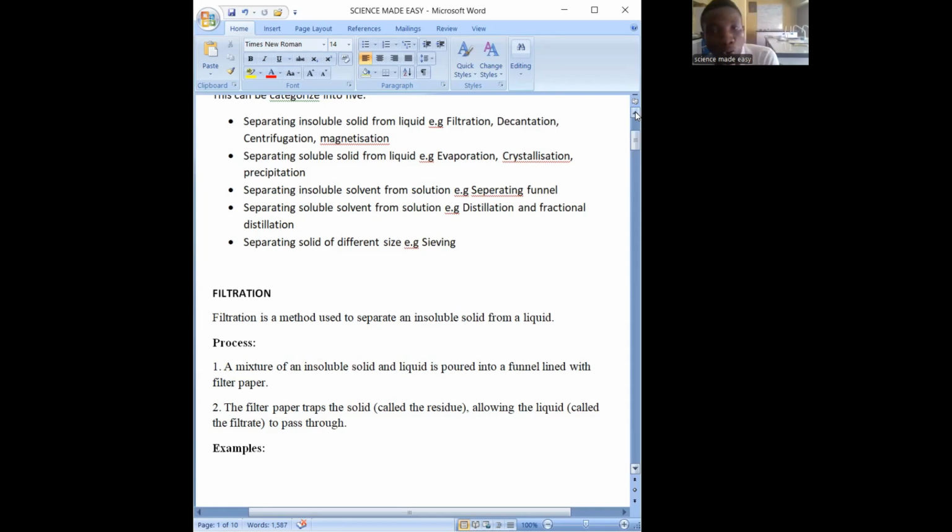Another category is separating soluble solid from liquid. The methods you can use are evaporation, crystallization and precipitation. Evaporation is very simple. For example, if you have salt, NaCl, and water, and you want to separate the NaCl from the water, you heat your solution of salt and water, and the water will dry up. We usually have it in something like this. Let me erase this.